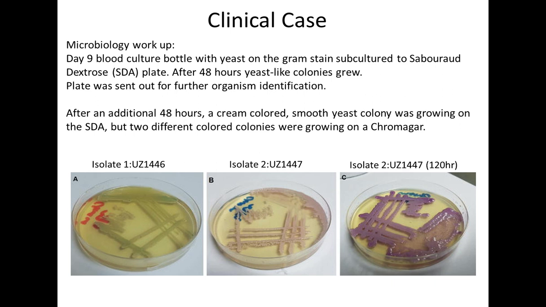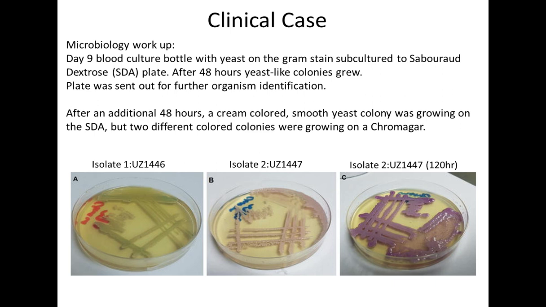This was also plated onto chromogenic agar. The chrome agar specifically can identify different species of Candida by the color that they show up with. And what was interesting in this case is that even though on the SDA it appeared there was only one type of Candida there, on the chrome agar there were two different colors. And so you can see this represented by picture.